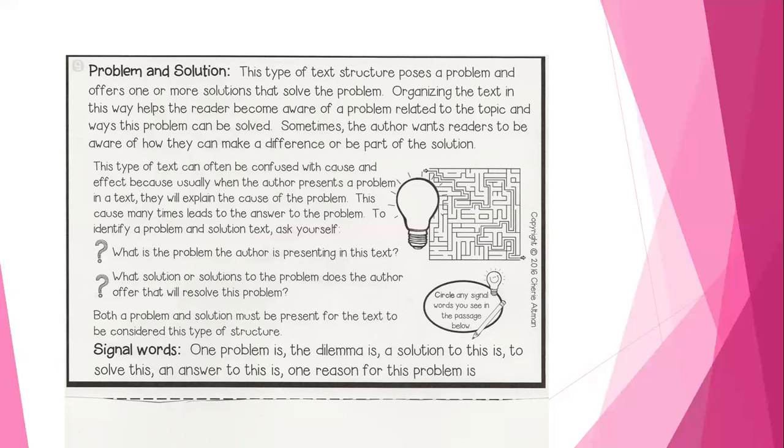To identify a problem and solution text, you need to ask yourself, what is the problem the author is presenting in this text? And what solution or solutions to the problem does the author offer that will resolve the problem? Both a problem and solution must be present for the text to be considered this type of structure. Here are some more signal words. One problem is, the dilemma is, a solution to this is, to solve this, an answer to this is, or one reason for the problem is. And we can look for those signal words when we're reading our story this week to identify the problem and solution.